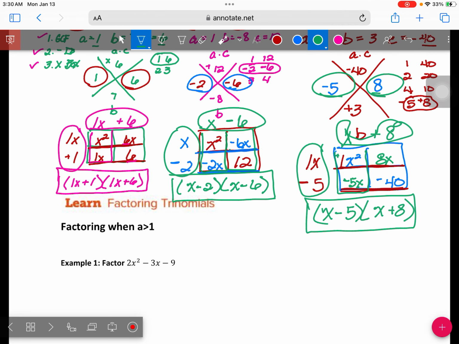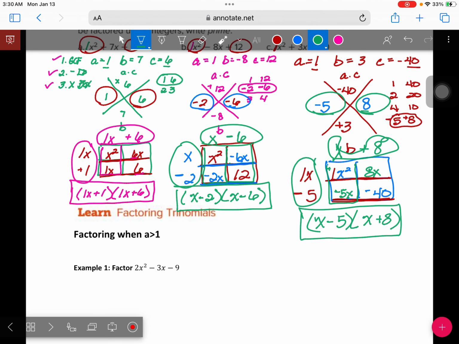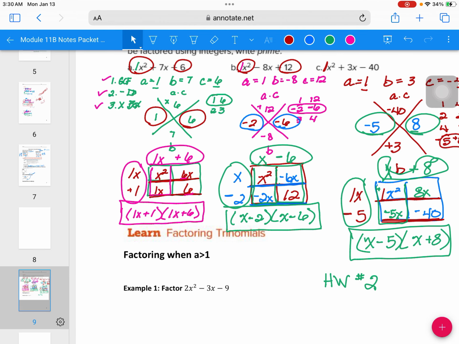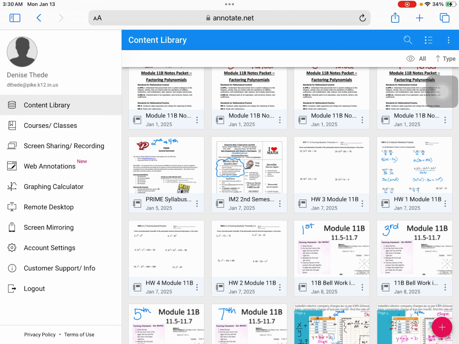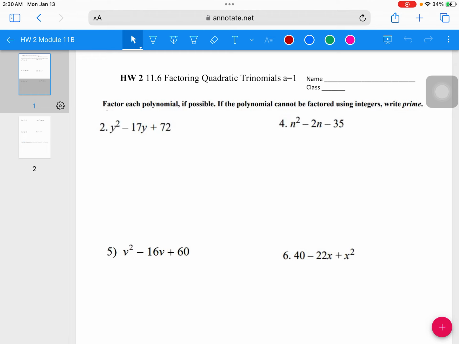And I think that is all we have for today. So your homework is homework number 2. And I need to check and look at this really quickly. I don't want to end this, though. Okay, I was afraid that was going to end it. So looking at homework number 2, let's just double check this.